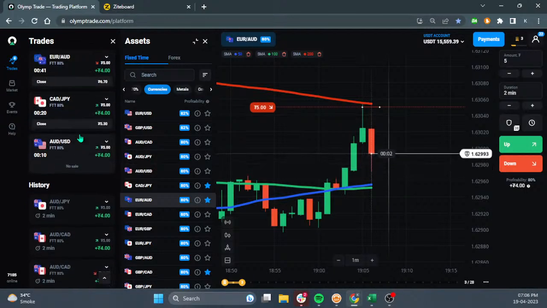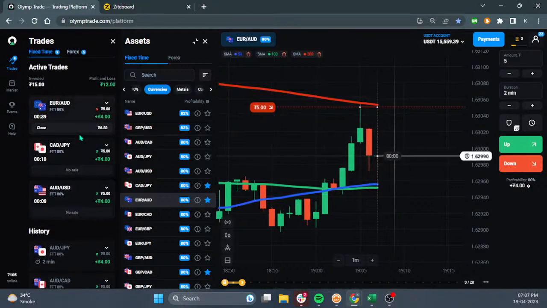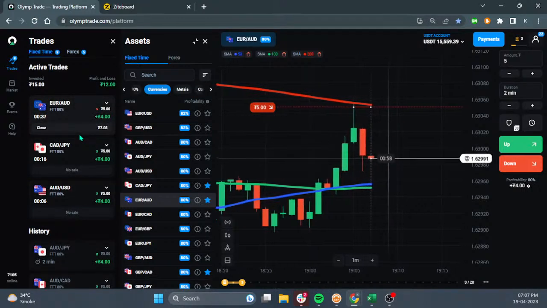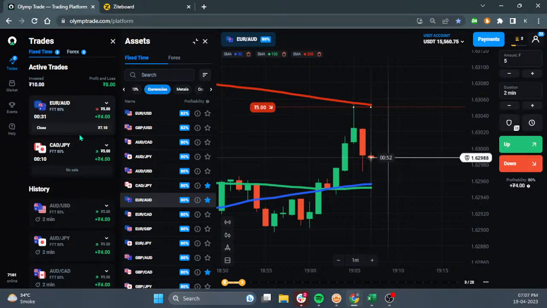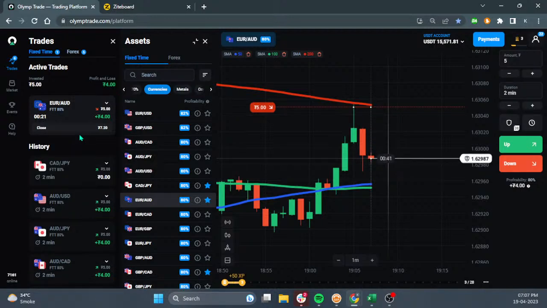And while talking about this, my trade went profitable. As of now, my three trades are active. Let's hope this AUD USD trade goes profitable as well. And in 2-1, it goes profitable. The CAD JPY trade hopefully will be profitable in the next 5 seconds. Oh, it is no profit, no loss. Well, that's okay. It's a neutral thing.